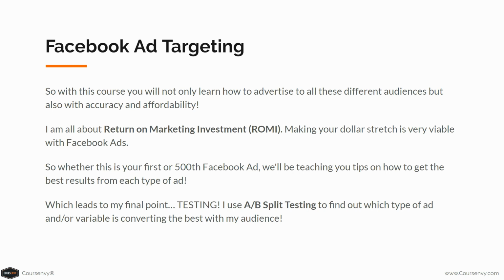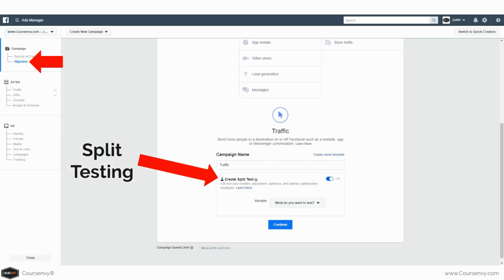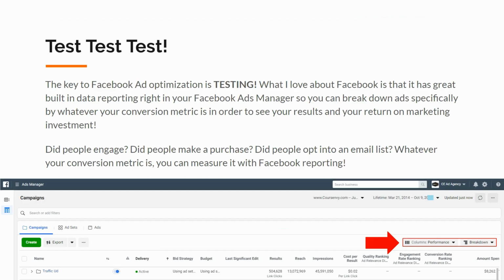Which leads me to my final point, testing. I use A/B split testing to find out which type of ad or variable is converting the best with my audience. So again, at that objective level, the first step, I just toggle on that create split test option. Again, I'll go into great detail in this later. The key to Facebook ad optimization is testing.